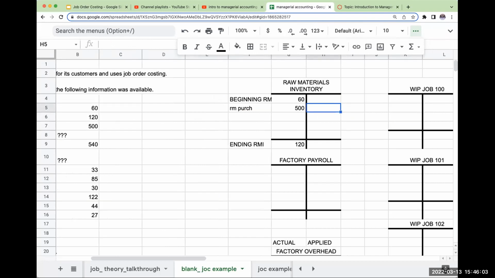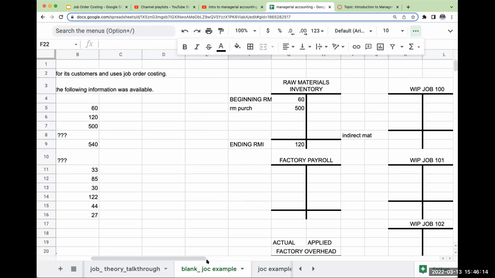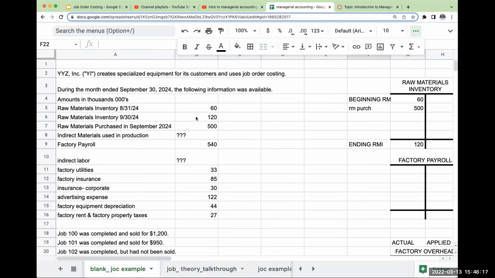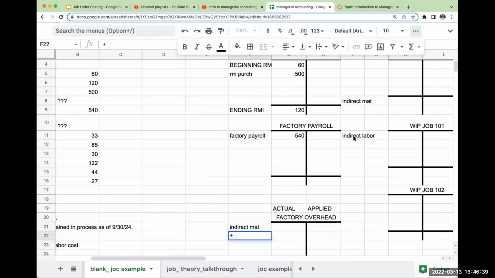We don't know what our indirect materials are. But we do know, though, that these indirect materials will ultimately be going down over here to factory overhead, right? So let's keep going. Right over here, our factory payroll is at 540. My indirect labor, I'm not being given the amount, but I do know that my factory payroll is equal to my direct labor plus my indirect labor. So this indirect labor is going to travel down ultimately to our factory overhead.